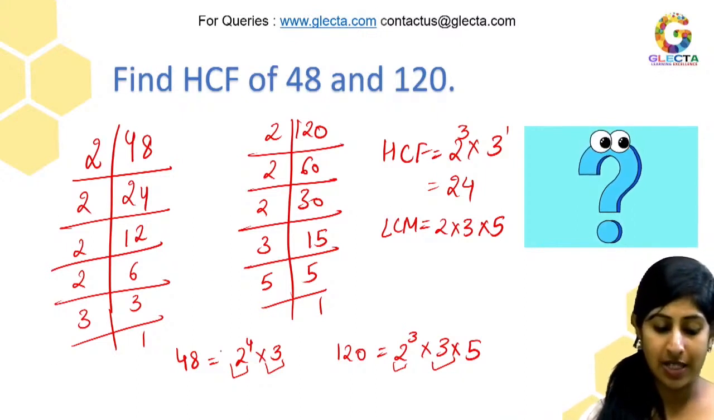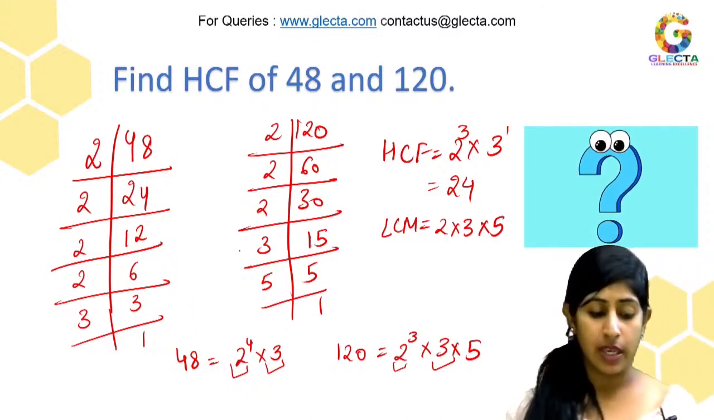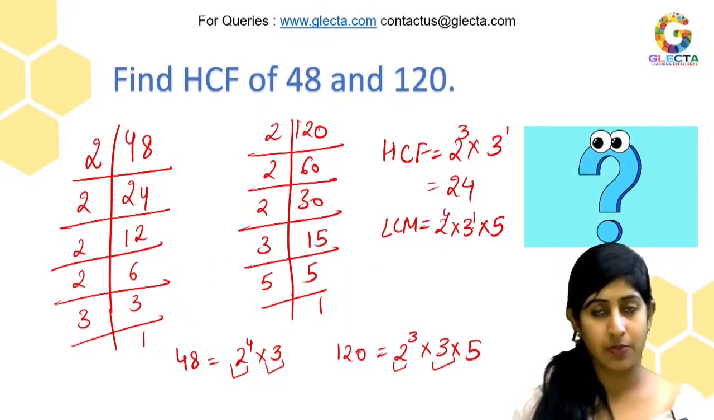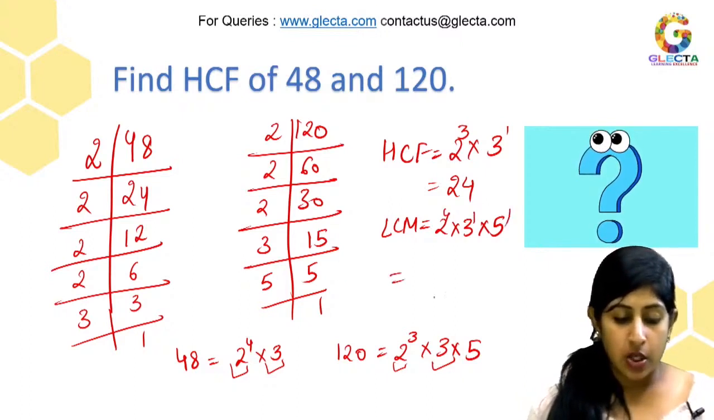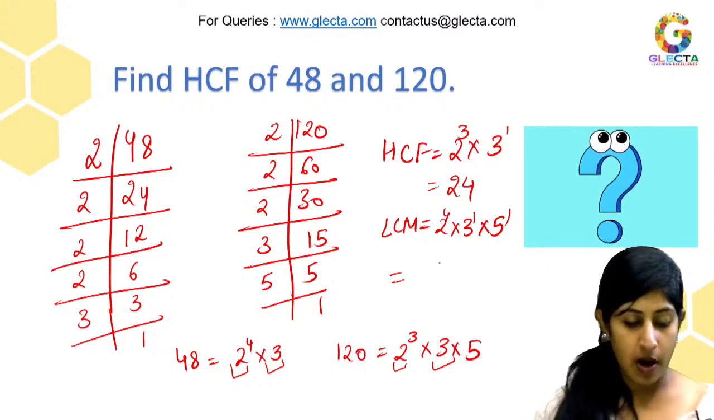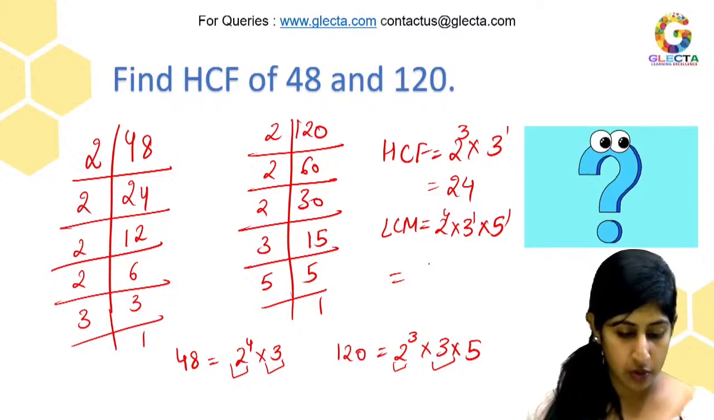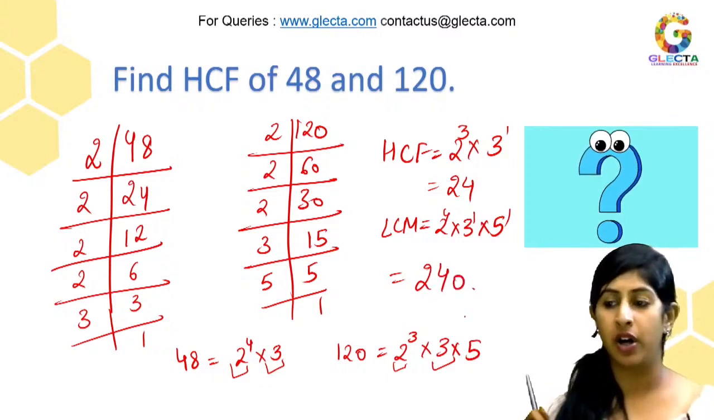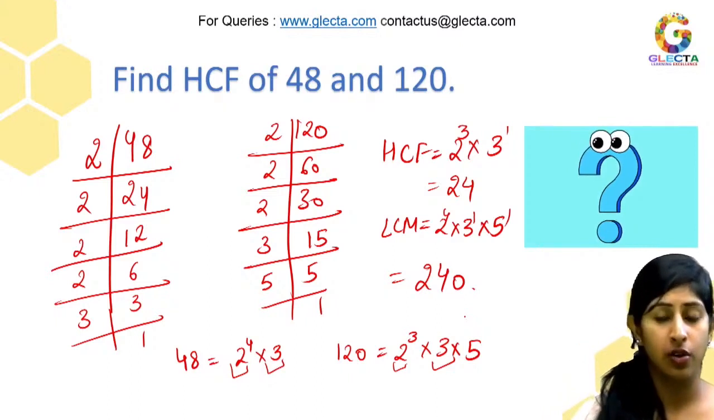So over here, what is the greatest power of 2? One side I have 2 to the power 4 and other side I have 2 to the power 3. So I'm simply going to write 2 to the power 4. And then 3 to the power 1, because both ways we have 3 to the power 1, and 5 to the power 1. So 2 to the power 4 is 16, and 16 into 3 into 5, which is 15. So 16 into 15 simply gives me the answer as 240. I hope you are getting this correct. If not, just pause this video and try to do it on your own.